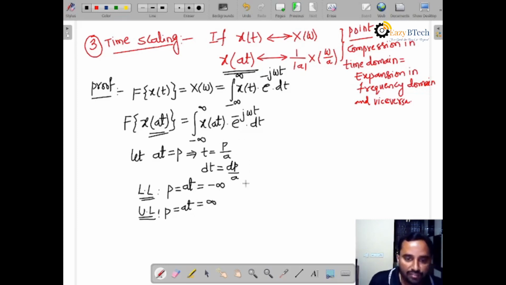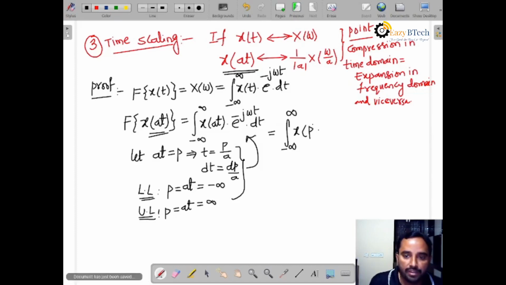So this total information we are going to substitute in the above integral. Now the integral will become, lower limit is the same, minus infinity, upper limit is plus infinity, x of p into e to the power minus j omega. What is t? t is equal to p by a, so take that as p by a. And what is dt? dp by a, so take dp by a.